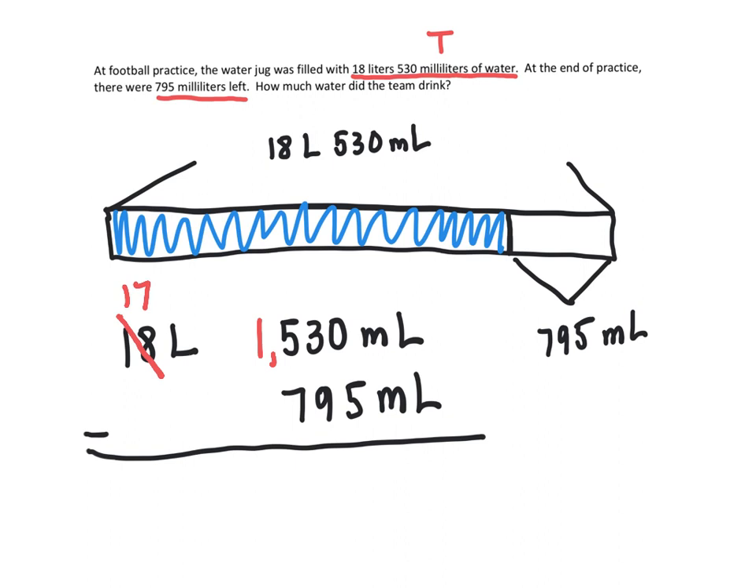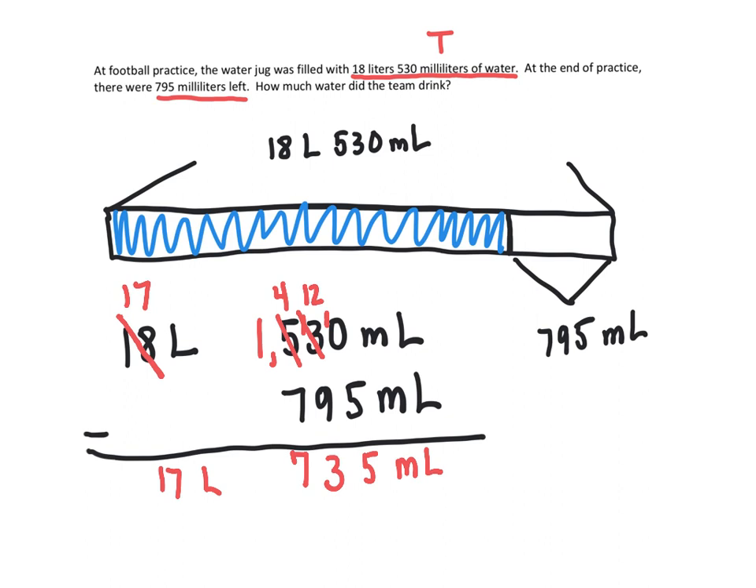0 minus 5 we can't do. 3 minus 9 we can't do. 5 minus 7 we can't do. So what we're going to do is we're going to pull this away, and this is going to become a 4. So now we have 14. And this one becomes a 13, but we've got to borrow again, so it becomes a 12 because we have to get this guy a 1 over here. So we have milliliters. 10 minus 5 is 5. 12 minus 9 is 3. 14 take away 7 is 7. And on this side, we're left with 17.